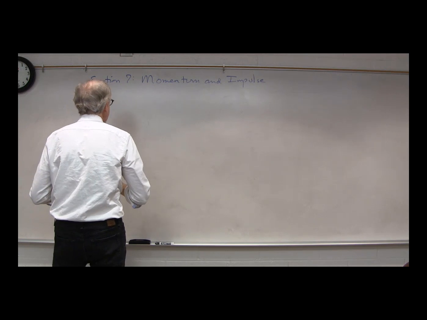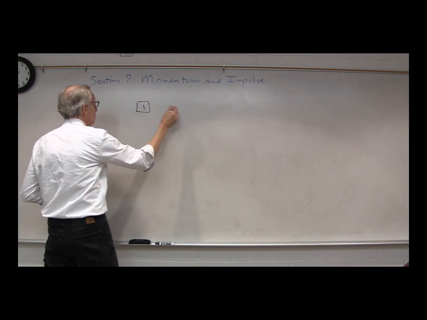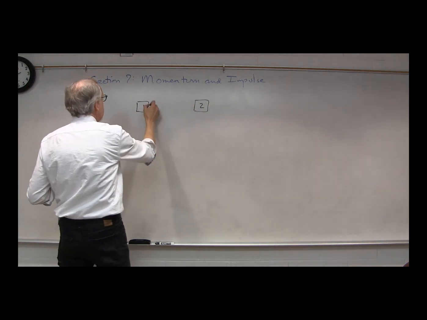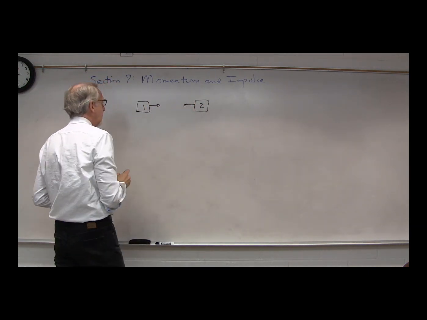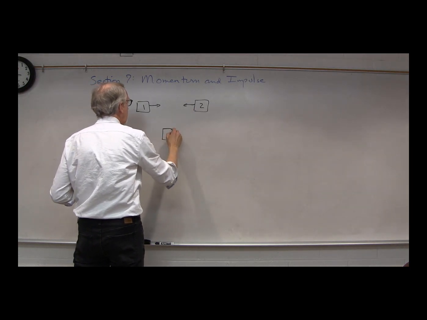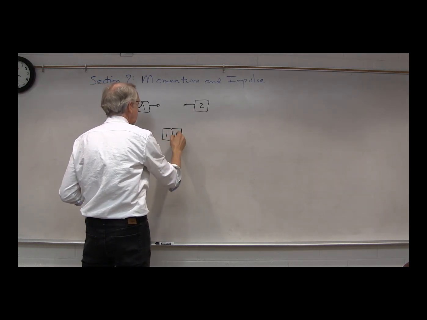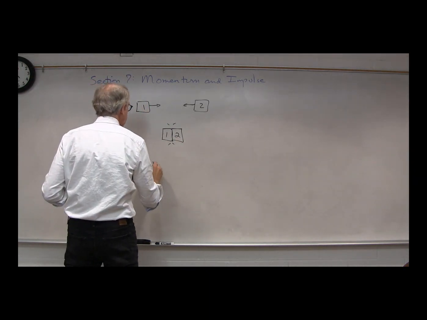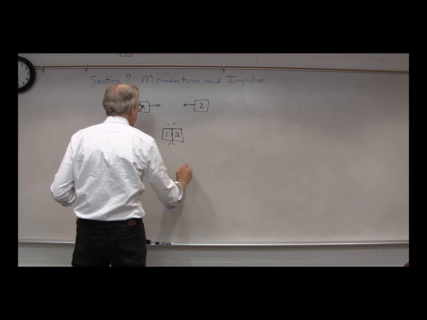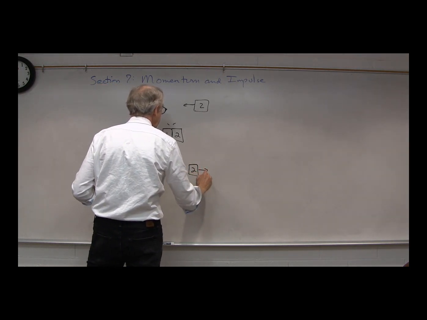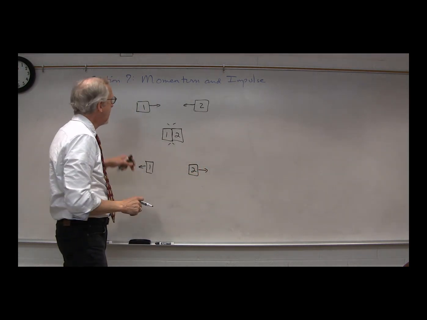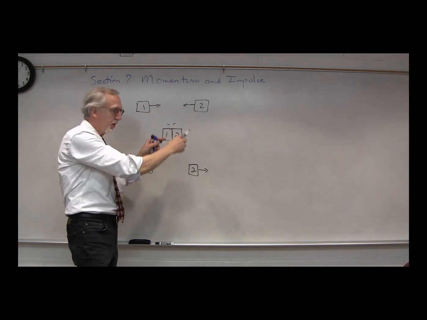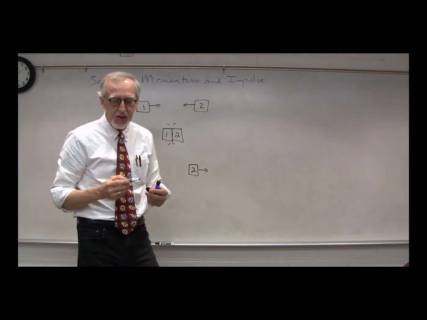So, we've got two objects. Let's call them object 1 and object 2. They are, let's just say, moving toward each other. Then they collide, so they interact with each other, and then let's just say they move apart. So we've got an initial situation where they're not interacting, and then they interact with each other, and then some final situation afterwards.